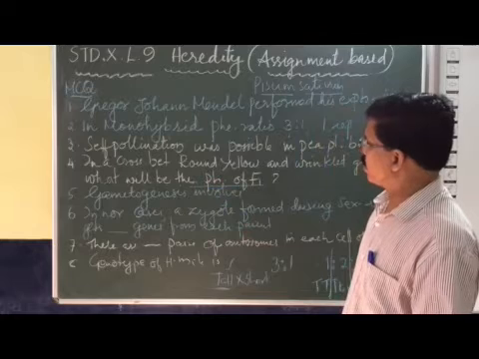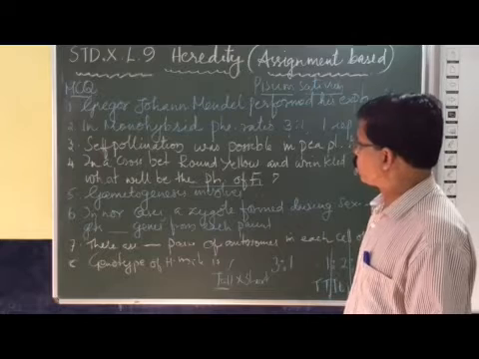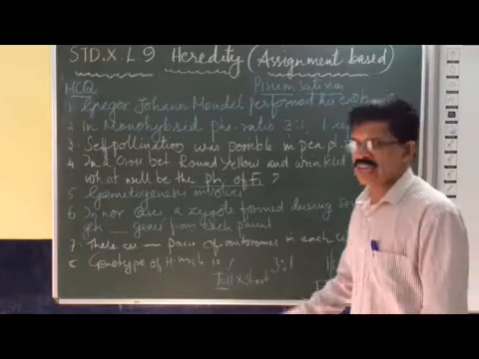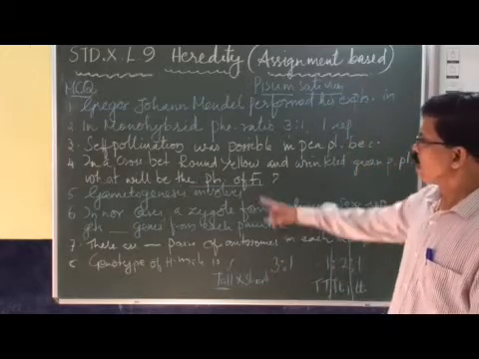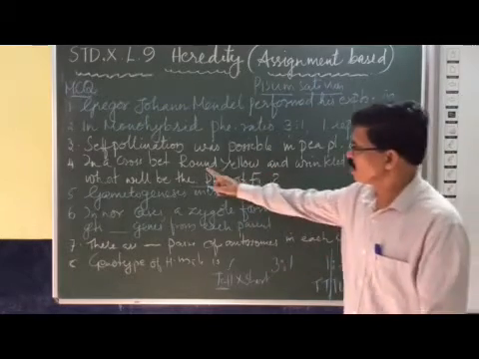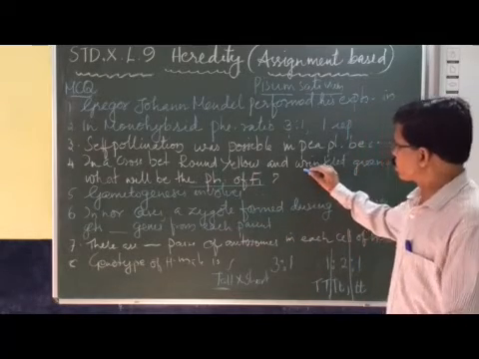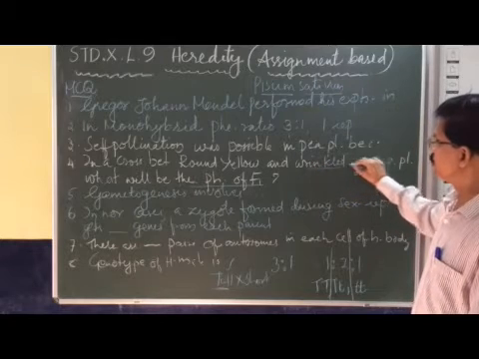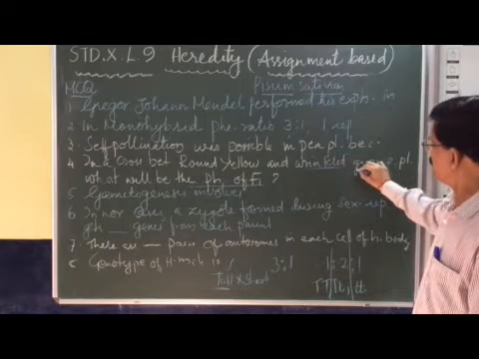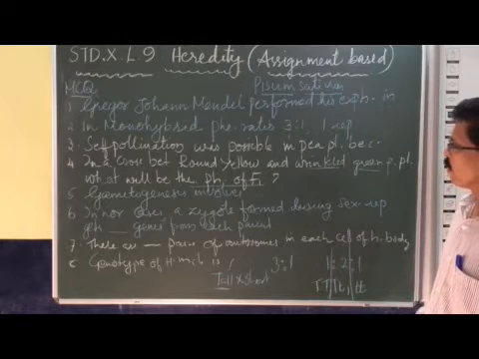In a cross between round yellow and wrinkled green plants, what will be the phenotypic ratio of F1? What will be the phenotype of F1? You know, phenotype is the external appearance or external characteristics of an organism. Round and yellow: round is a dominant trait and yellow is also a dominant trait. Round seed shape, dominant; yellow seed color, dominant. And it is crossed with wrinkled green. Both are seed traits: wrinkled shape of the seed and green color of the seed.